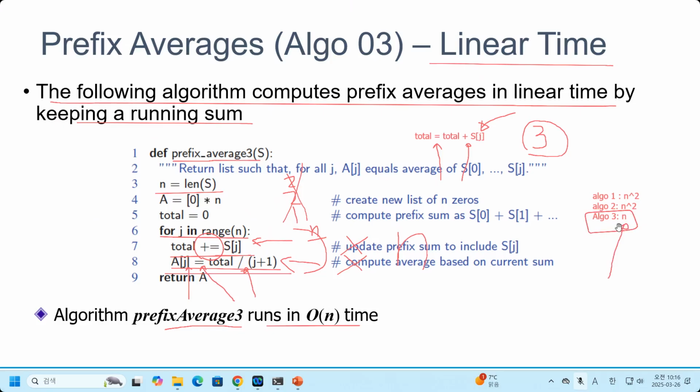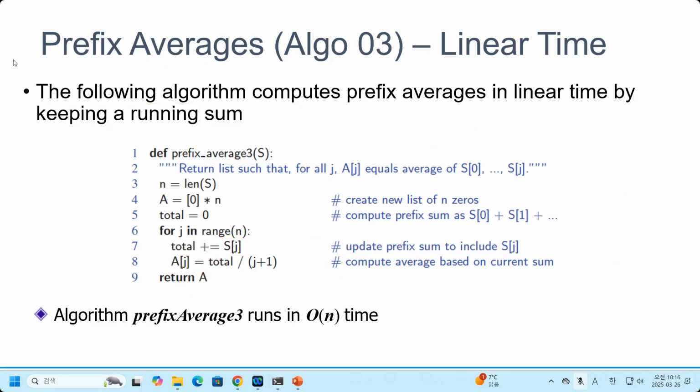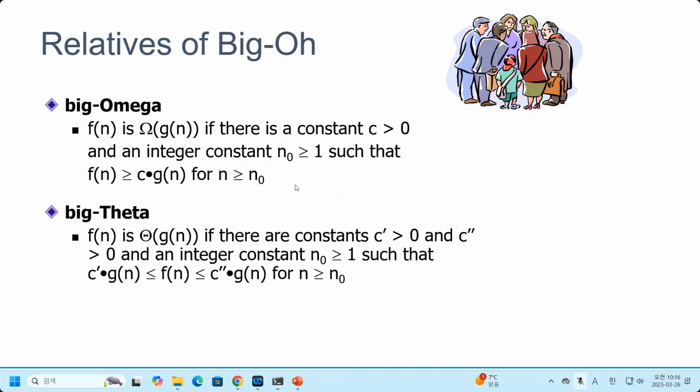So if you can get a good algorithm, it means the algorithm should be faster than the other algorithms. It means the function should be the lowest function. There are some relatives of big O. We call them big omega and big theta.